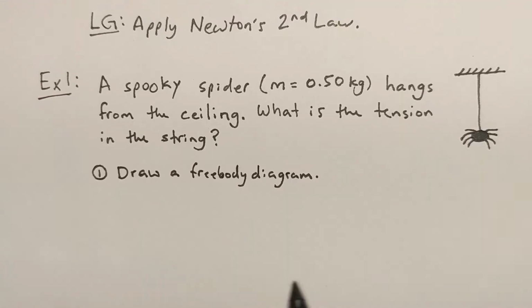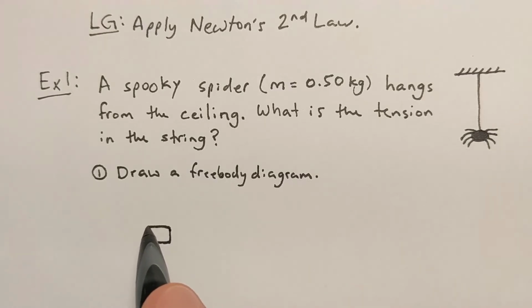Okay, so let's go ahead and draw a free body diagram for this situation. We're going to represent the spider as a simple shape. In this case, I'll just use a rectangle to represent the spider. And we're going to draw all the forces acting on the spider. So there is the weight of the spider, the force of gravity pulling the spider down towards the center of the earth.